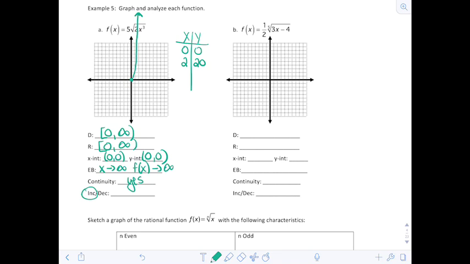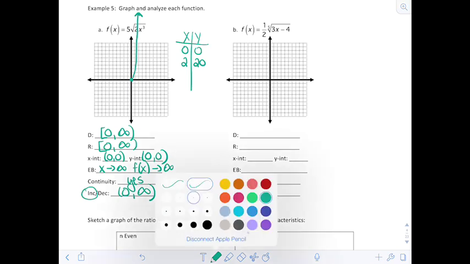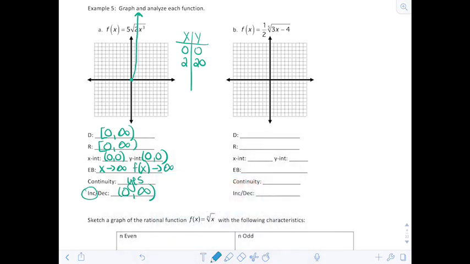It is increasing from 0 to infinity. Okay, let's look at the next one. I have f of x equaling 1/2 of the 5th root of 3x minus 4.